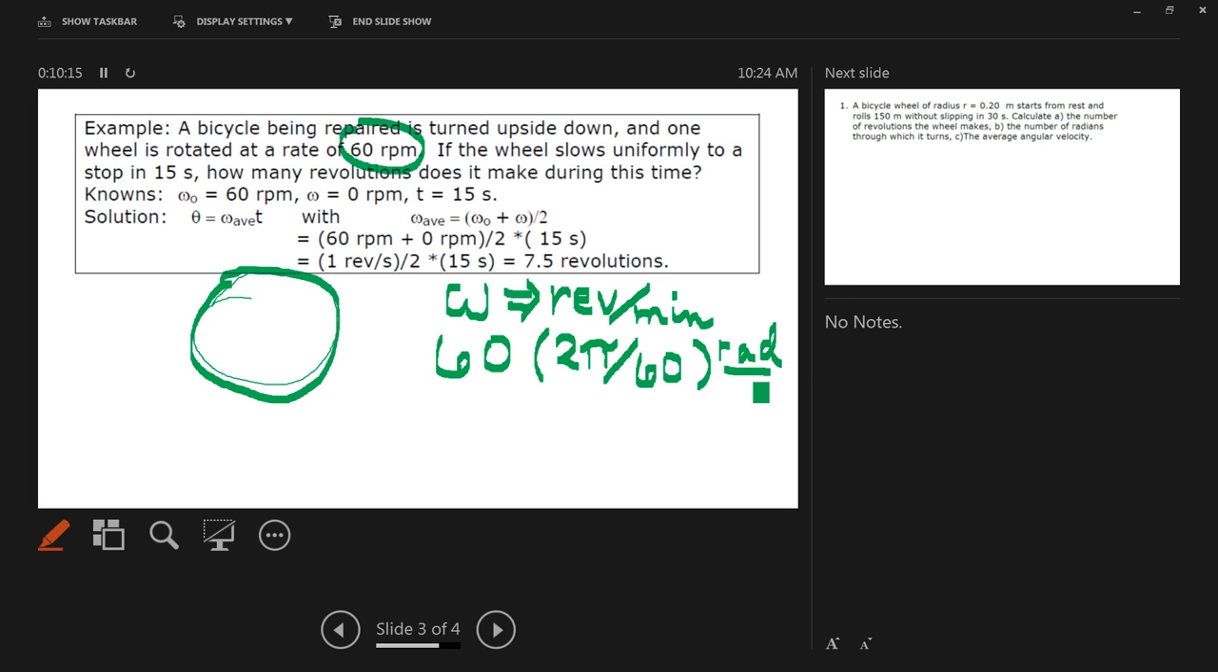Okay. So obviously it's 2 pi, isn't it? Now if the wheel slows uniformly to a stop, so that means this is actually going to be our omega 0, isn't it? Our starting omega. And we know our final omega is 0 because it's going to slow to a stop. And it does that in 15 seconds. So we've got our delta t, 15 seconds.